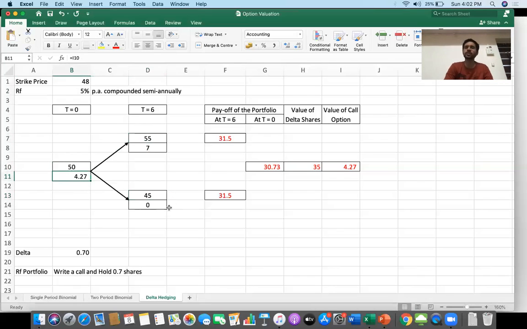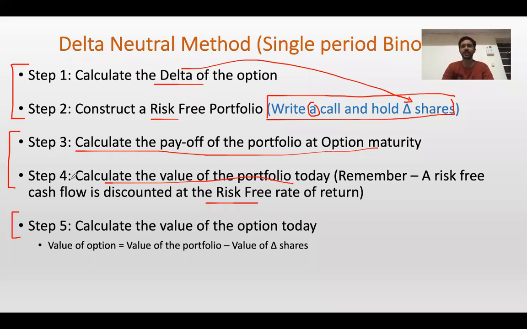Obviously, this 4.27 is going to lie between 0 and 7 that you see over here, because this call option is essentially giving you a payoff of either 0 or 7 in the future. So you're going to have a value of a call option today which is going to lie between 0 and 7. It cannot lie above 7, or obviously go below 0. So this is how we have calculated the value of a call option.